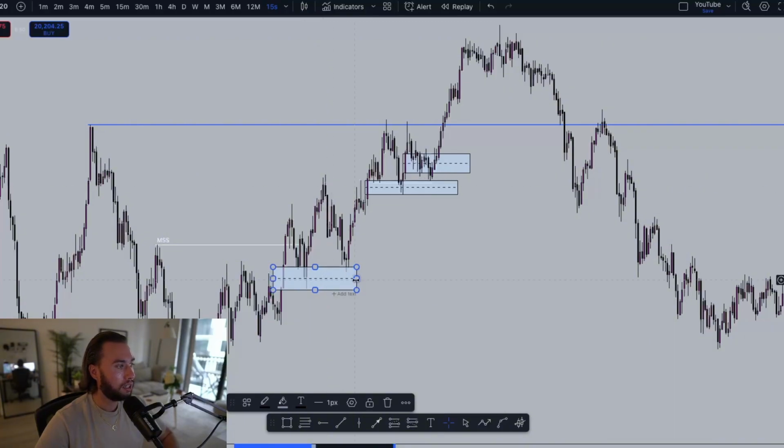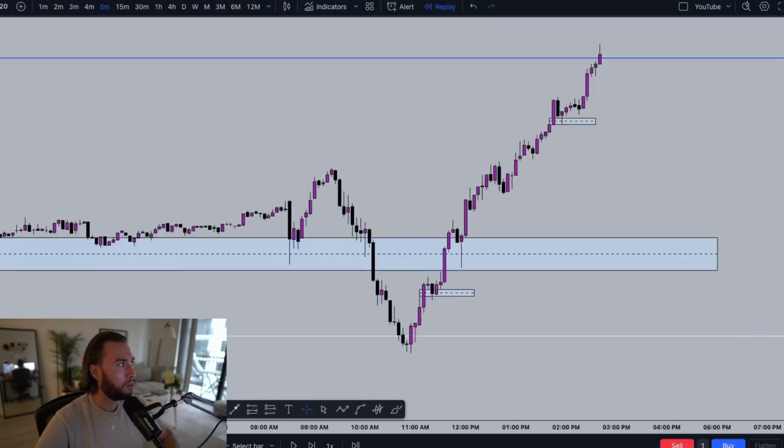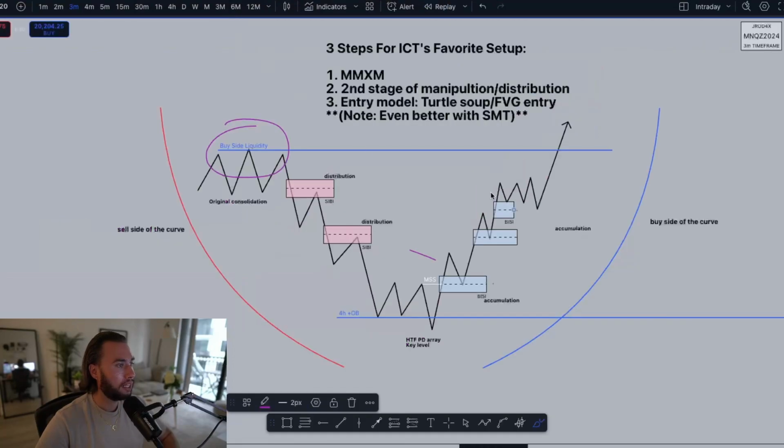So you can use this in so many different variations, but you have to start training your eye to be able to see them. Ideally, what you're looking for is you want to get on board price when we're in that second stage of accumulation or that second stage of distribution, ideally taking you into a key level and/or taking you into the original consolidation like we see here. So after breaking down these examples, hopefully you guys found a lot of value in terms of how to utilize this in your own personal trading.